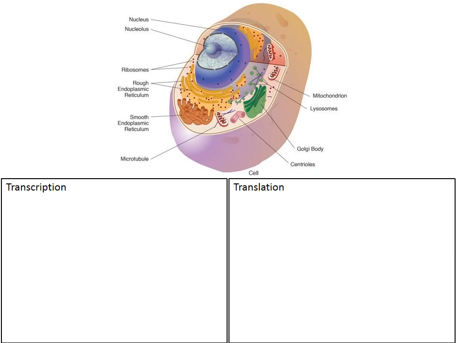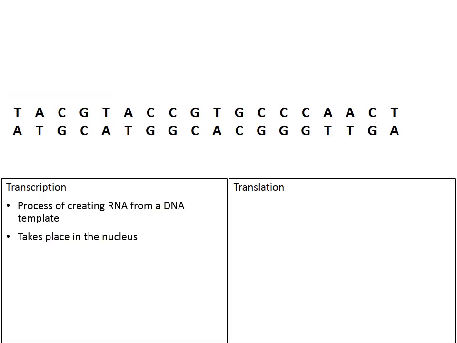Okay, so let's go ahead and start off with the process of transcription. This is the process where our cells will create RNA using a DNA template. Template is like a mold. And so this process is going to take place inside the nucleus of our cells. So let's zoom on into the nucleus, and here's a strip of DNA. Notice how adenine pairs to thymine and cytosine pairs to guanine.